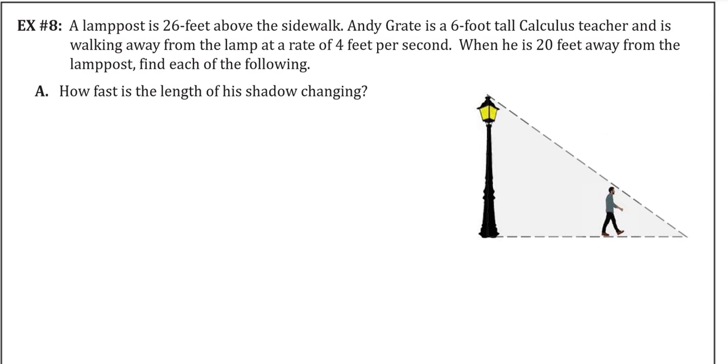Okay, so example 8. A lamppost is 26 feet above the sidewalk. Andy Great is a 6-foot-tall calculus teacher and is walking away from the lamp at a rate of 4 feet per second. Now remember what we said, if you're walking away from the light, your rate of change is growing. If you're walking towards the light, it gets smaller, it'll be negative. When he is 20 feet away from the lamppost, find each of the following.